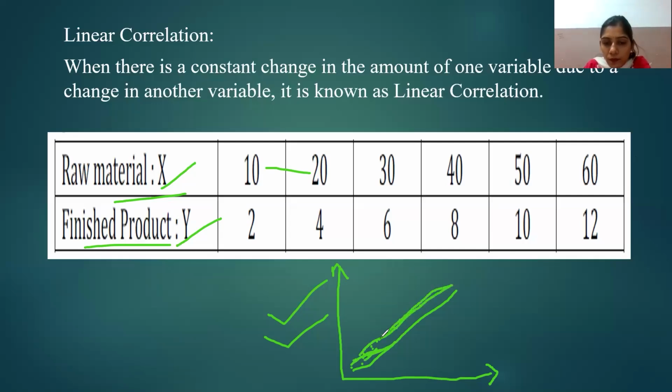All the dots which we plot on the graph will fall on a straight line. That relationship is called linear correlation. It represents a linear correlation among the variables.